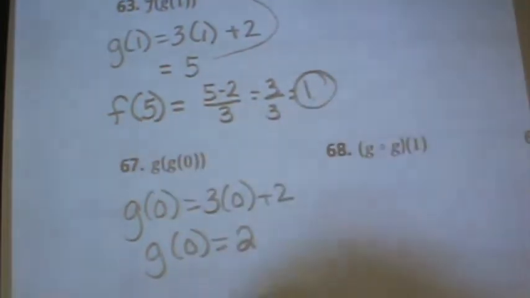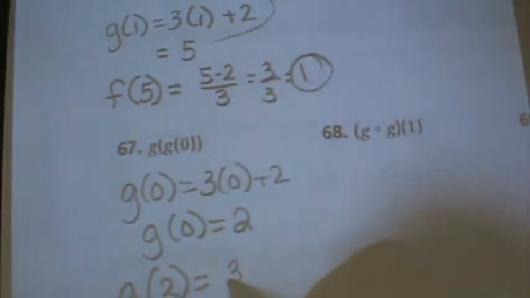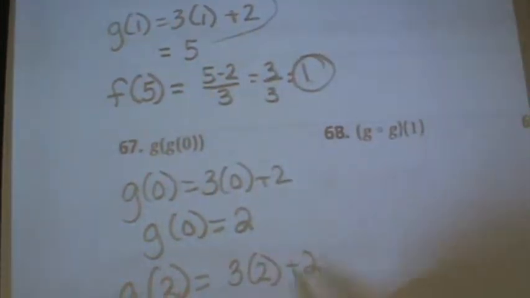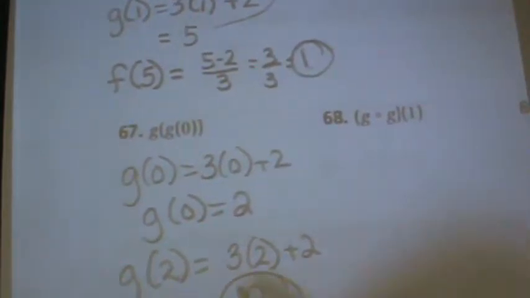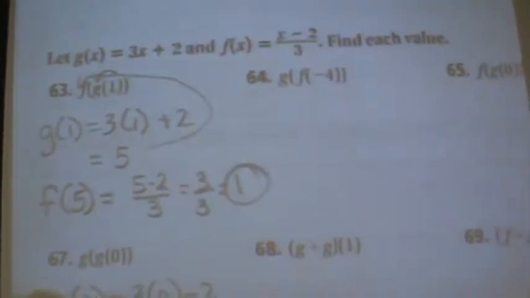the g function, and what do you get? 6 plus 2 is 8. Good. So your final answer is 8. You guys got that? Yep. Okay, now I want you to flip to the next page.